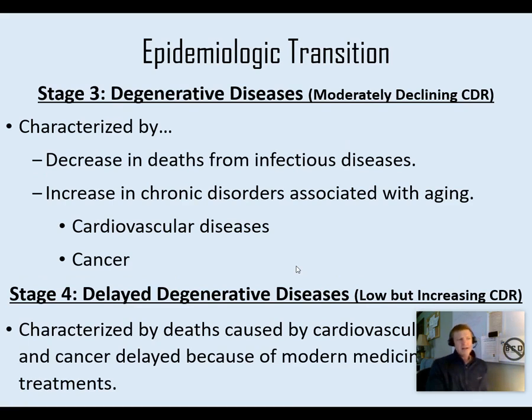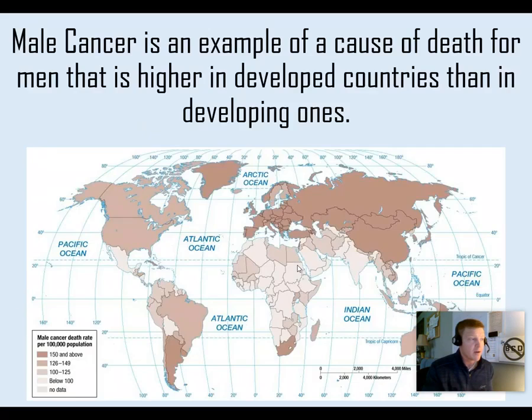Stage 3, now again, the birth rate is beginning to drop, and that typically correlates with economic development. And as you get economic development, you tend to see better health. So now you see an increase in chronic disorders associated with aging, like cardiovascular disease, like cancer. Stage 4, same thing, cardiovascular disease and cancer. Now, the only difference between stage 3 and stage 4 is the death rate is moderately declining in stage 3, and it's low in stage 4, but you can see it increasing because they have a lot of old people there.